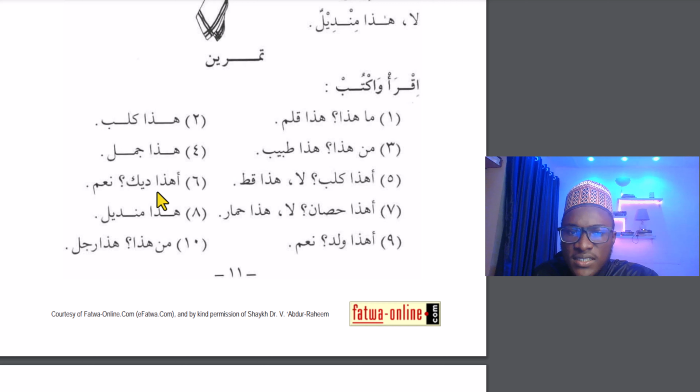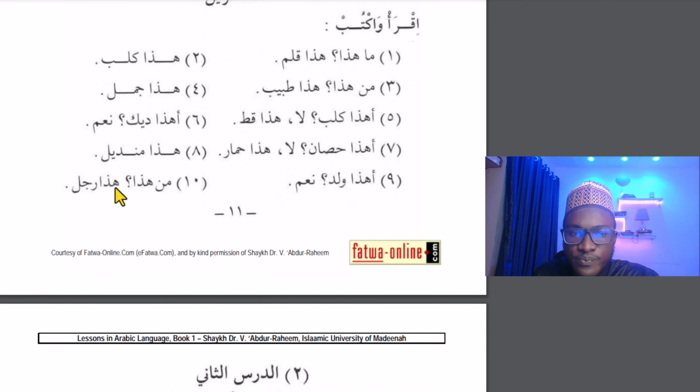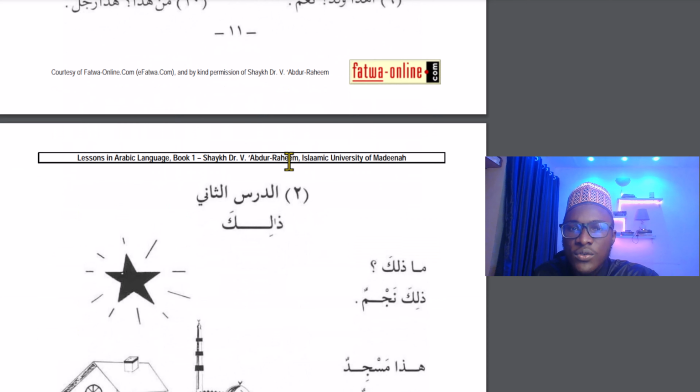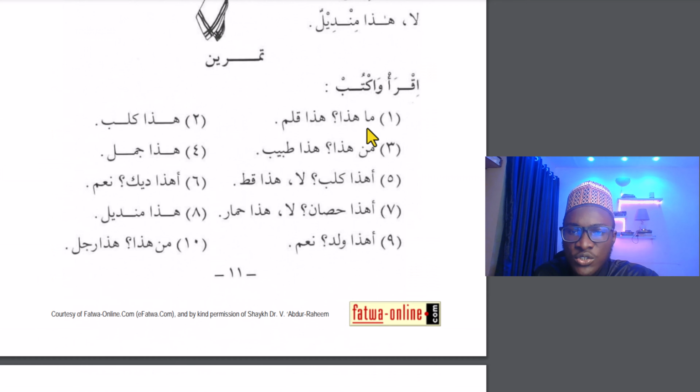أهذا ديك. Is this a cock? نعم. He said yes. أهذا حصان. Is this a horse? لا, no. هذا حمار. This is a donkey. هذا منديل. This is a handkerchief. أهذا ولد. Is this a boy? نعم. Yes. من هذا. Who is this? هذا رجل. This is a man. So this is what you go ahead and do. Just go ahead and read this, and at the same time write it out, for you to be able to better comprehend what the mu'allif is saying.